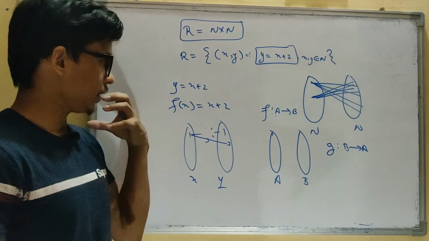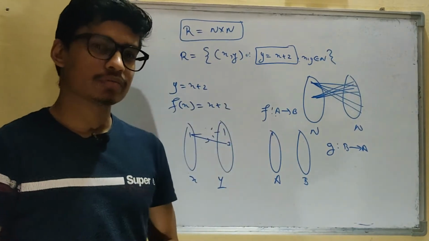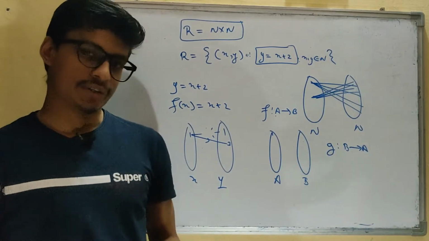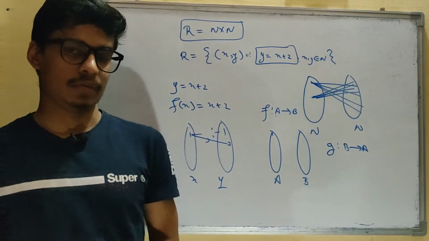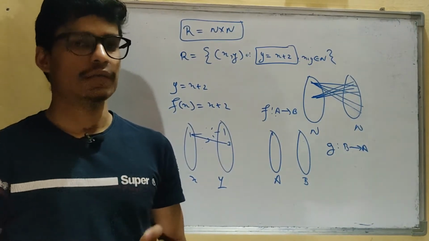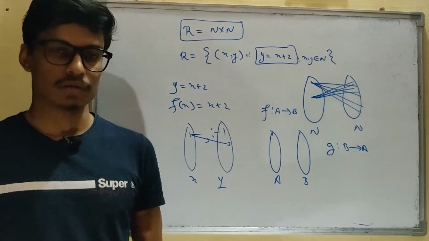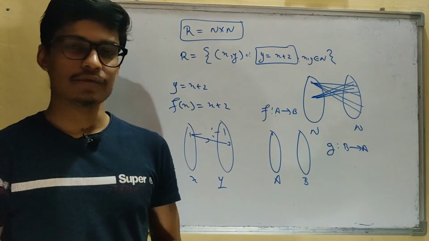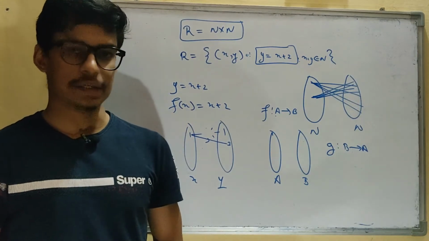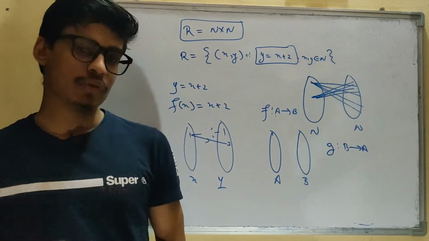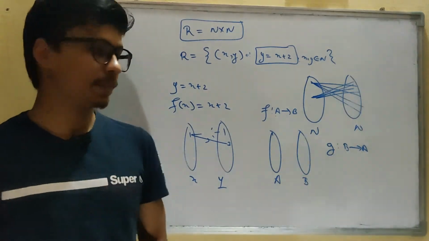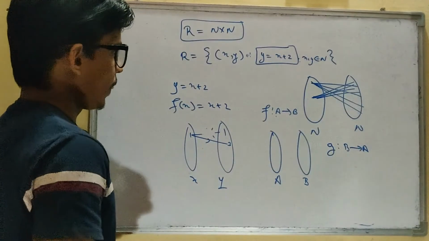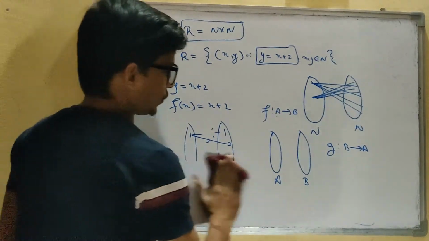That is why we are interested in checking whether a function is injective or surjective. If the function is injective as well as surjective, then the function becomes bijective, and only bijective functions have an inverse. Okay, all right.